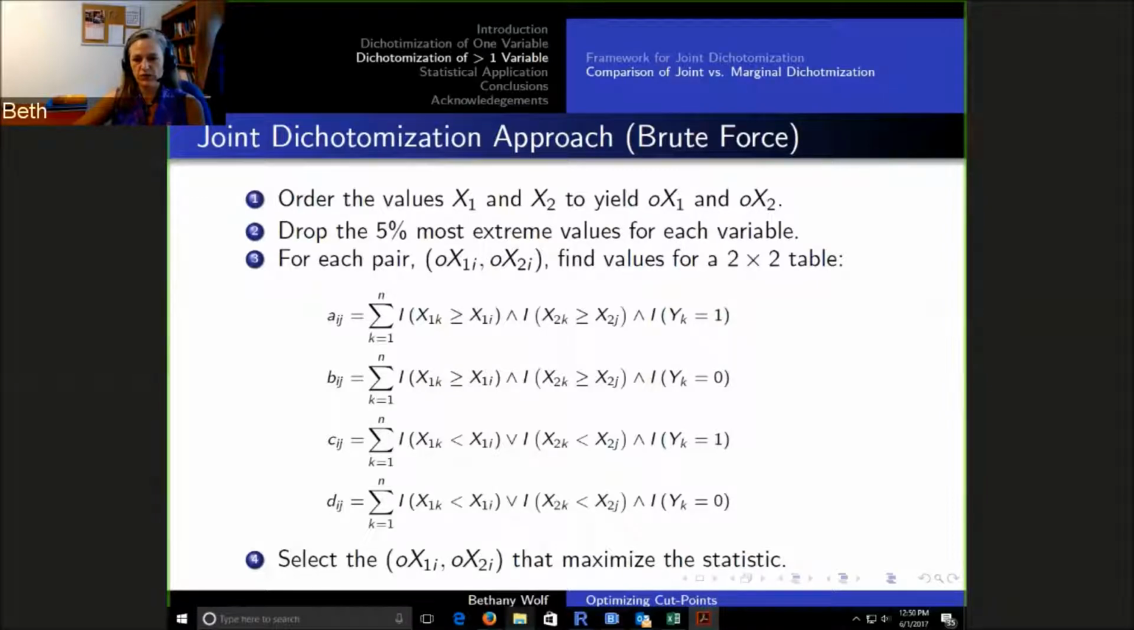In this case, when we were looking at this joint dichotomization approach, we ended up dropping the 5% of most extreme values because none of the statistics that we're considering perform all that well in those regions. If we think about constructing an odds ratio and my cell counts in my 2x2 table are low, we don't get a very good odds ratio estimate. The same thing is going to be true with the chi-square statistic, the Gini Index, the Youden statistic, etc. And so we order the values and we drop those 5%. And then for each choice of cut point for x1 and x2, we can calculate cells A, B, C, D for our 2x2 table and maximize the statistics in the same way as we did in the first scenario.